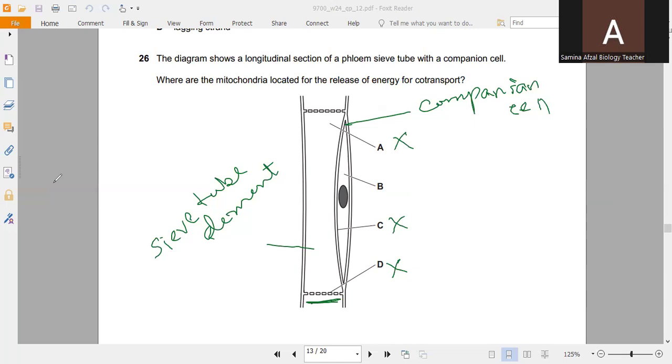So only the cytoplasm of the companion cell has a proper nucleus. It has proper cytoplasm. So mitochondria exist in the cytoplasm. So B is the correct option. You know, there are no cell organelles in the sieve tube element of the phloem. So A is not the correct option. C again not the correct option. So the mitochondria will only be available in the cytoplasm of the companion cell, because the companion cell is a complete cell, a living cell with a nucleus.